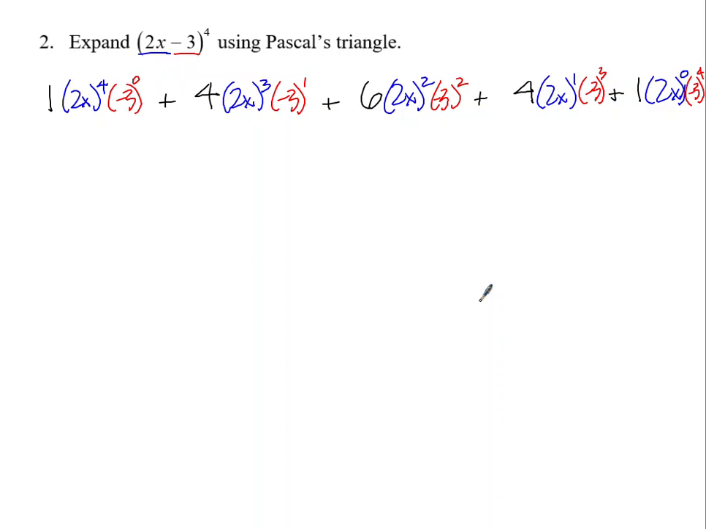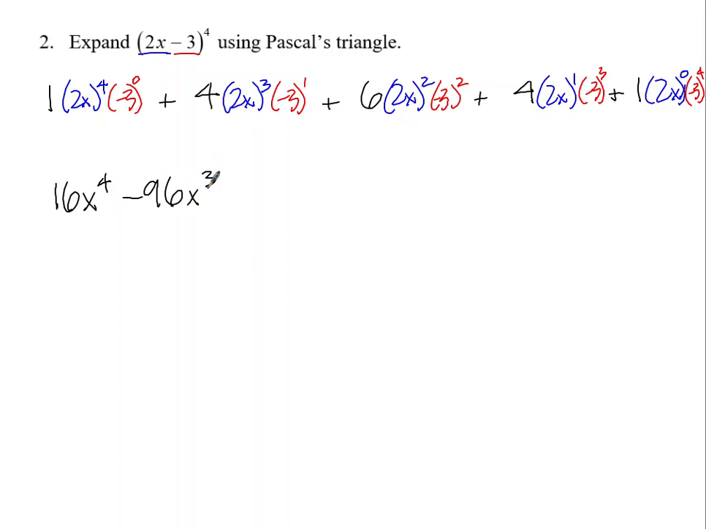So for our first term, when we have 2x to the 4th, we have to remember to raise 2 to the 4th power and x to the 4th power. So we end up with 16x to the 4th. In the second term, we have 4 times 2 cubed times negative 3, which gives us negative 96x cubed.